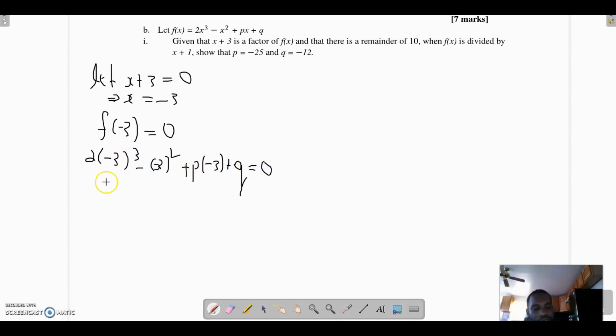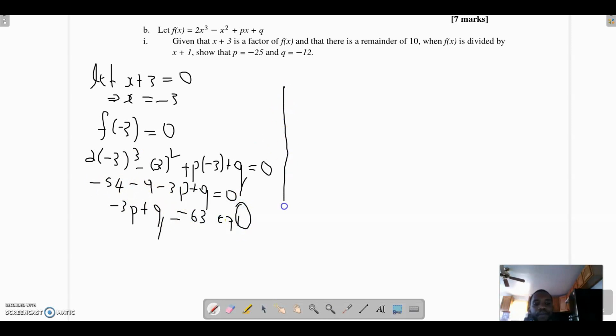Now, of course, we're not going to leave it like this. We're going to have to tidy this up. So I'm going to have -3 cubed, that's -27, times 2, that's -54, minus 9 minus 3p plus q equals 0. So we can say minus 3p plus q equals 54 plus 9, which is 63, so we bring that over. It's going to be positive 63. Equation 1.